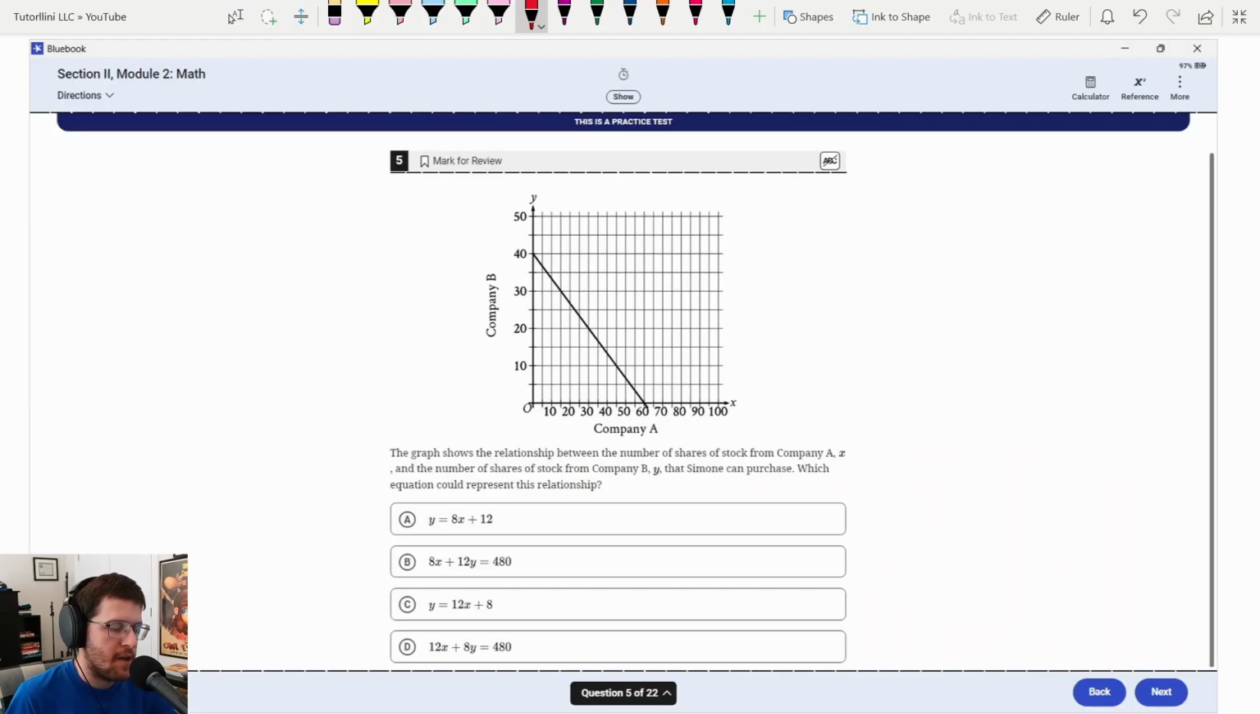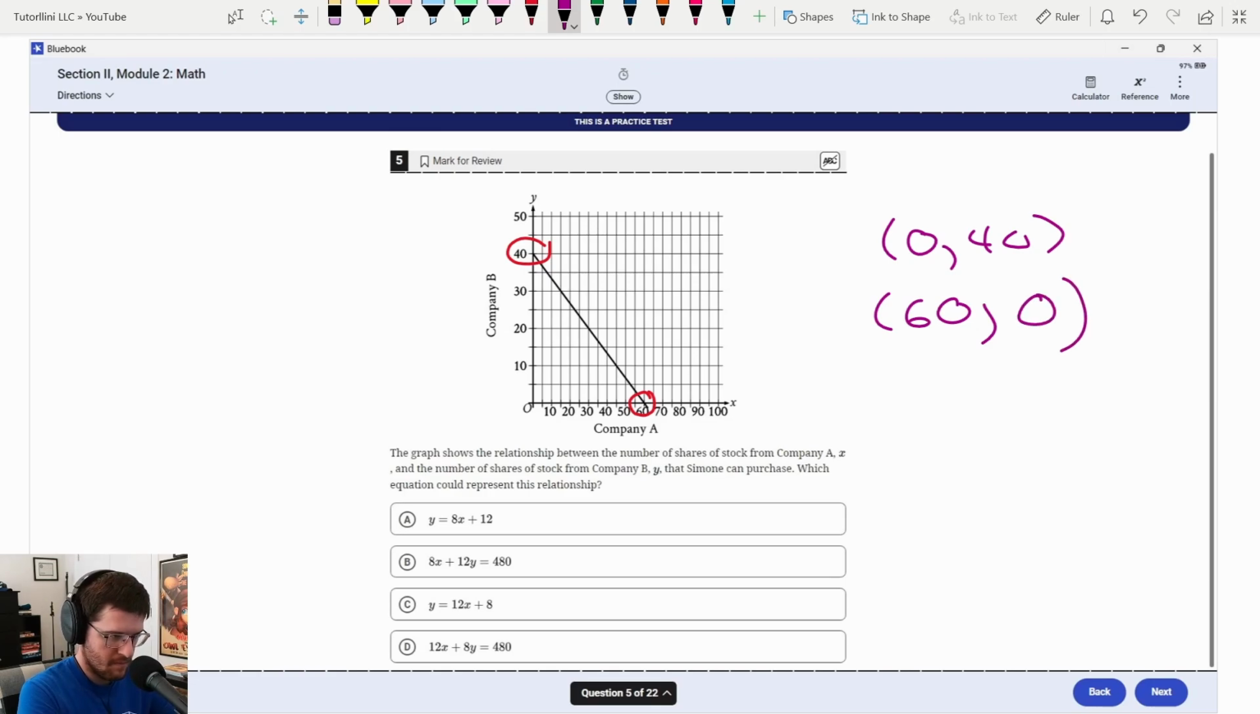Okay, question 5. So we are given two really important points, the y-intercept and the x-intercept. So I'm going to write those down: (0, 40) and (60, 0). Now, at this point, I would go and find the equation organically, but it doesn't really make a lot of sense because you'll notice there's multiple different forms in the answer choices. Some of them are in standard form and some of them are in slope-intercept form. So we should probably, in the interest of time, just guess and check.